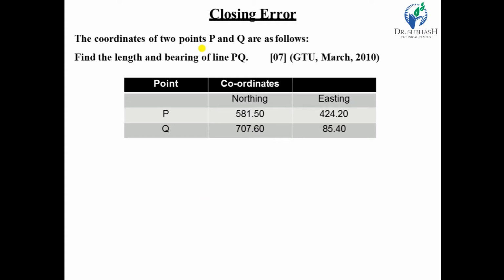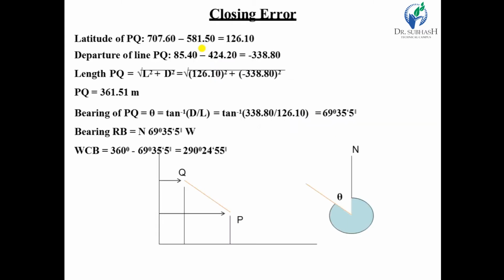707.60 minus 581.50. So we get the difference in latitude on the north axis, 126.10. In the same way we have to subtract the departure of P minus Q: 85.40 minus 42.20, so we get minus 338.80 for the departure difference. For finding the length of PQ, we put these in the formula, square root of L squared plus D squared. So we get the length 361.5 meters.